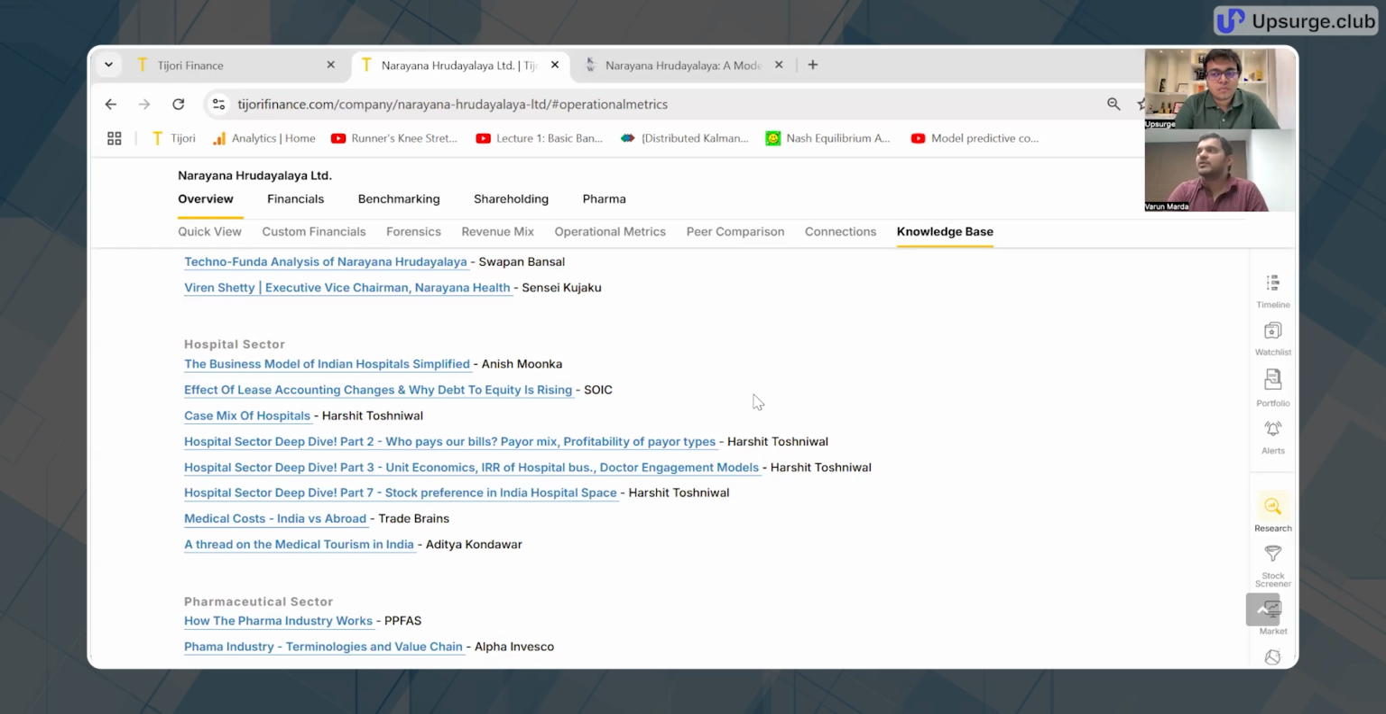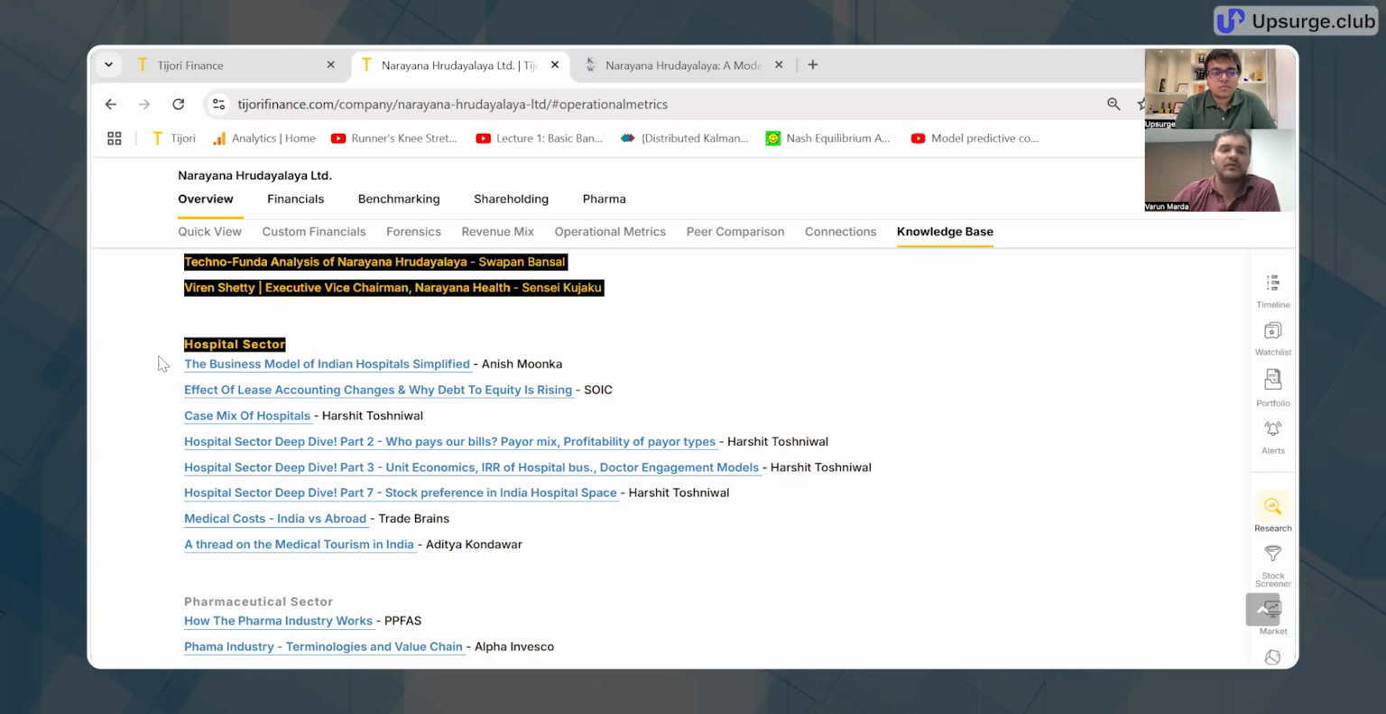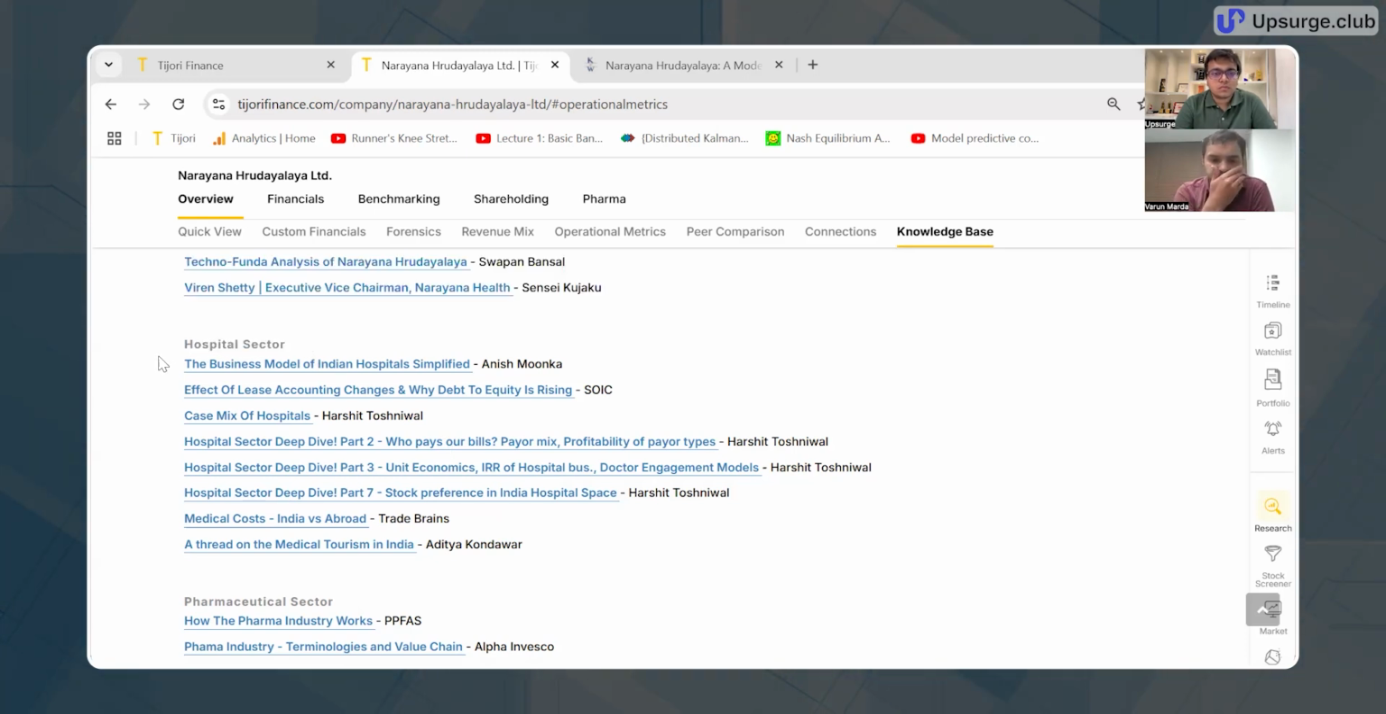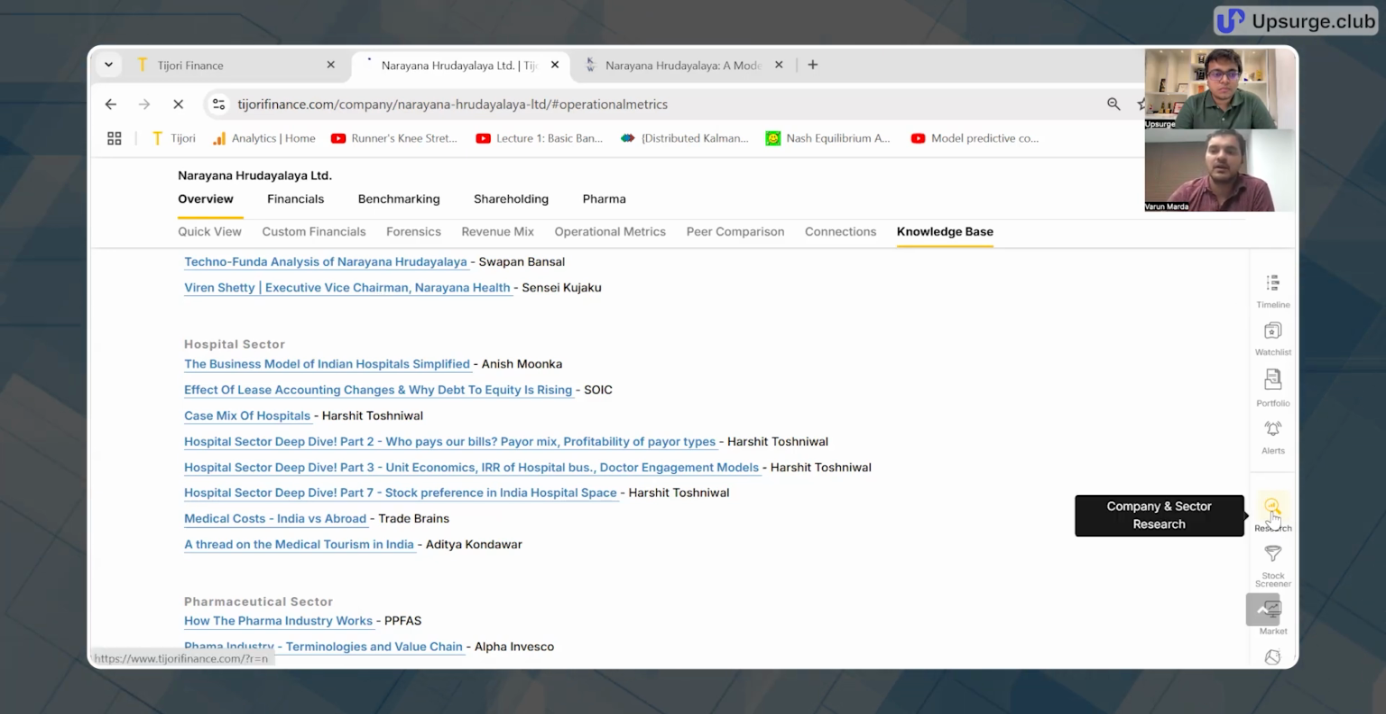Basically, what we're trying to do is help people get a deeper and deeper understanding easily through our platform, link all the relevant information, and then, of course, you'll have to do the work. So this is also giving you a sectoral overview of the company. And of course, this will be different for different companies.